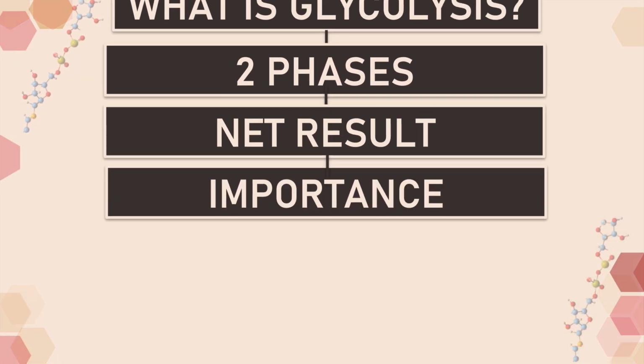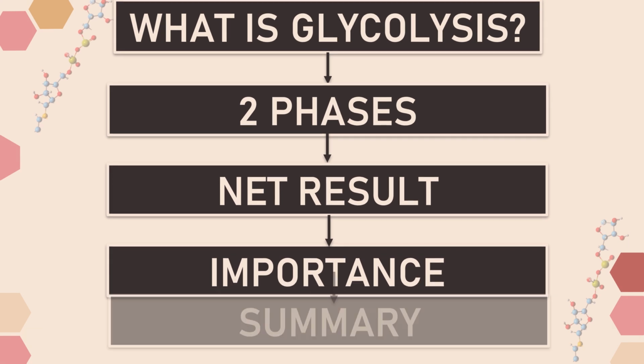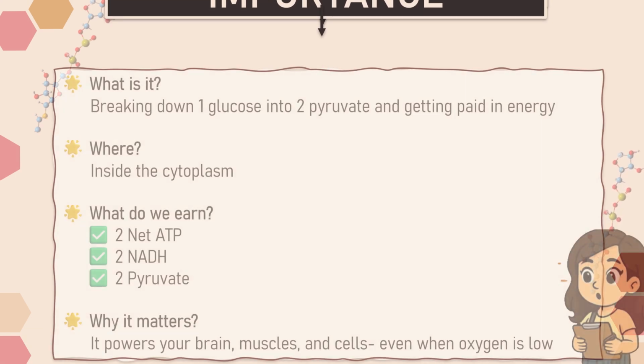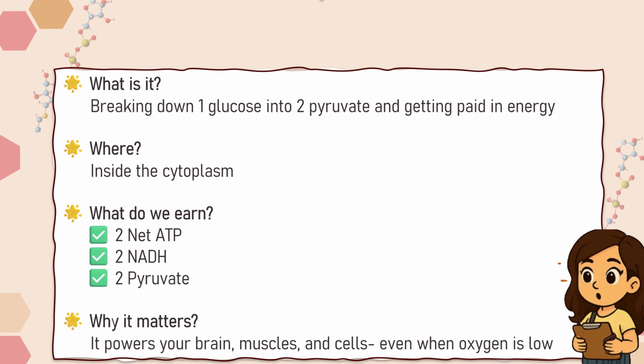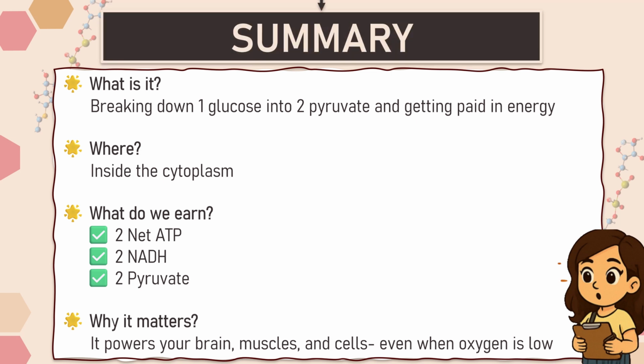Glycolysis in a nutshell. Glycolysis is breaking down of one glucose to 2 molecules of pyruvate and getting paid in energy. It happens in your cytoplasm. No oxygen or fancy mitochondria needed. What do we earn? We earn 2 net ATP, 2 NADH, and 2 pyruvate. Why does it matter? It powers your brain, muscles, and the cells even when the oxygen is low.